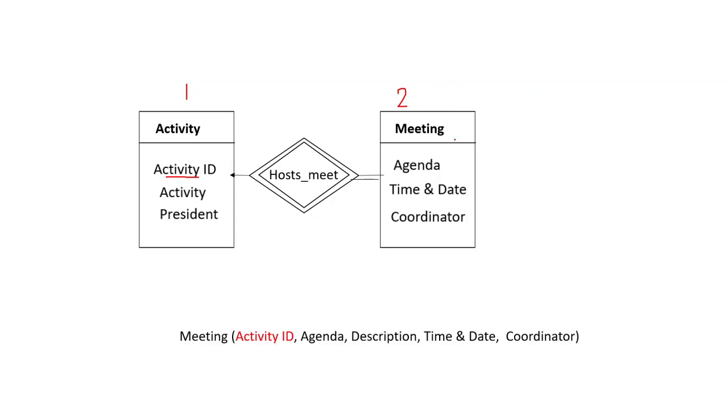So here actually this is going to be the meeting table. So the meeting table will have activity ID, agenda, description. I actually have tweaked a bit, because I have made agenda the primary key or the discriminator for this weak entity, and it will have some description, time and date, coordinator, and so on.